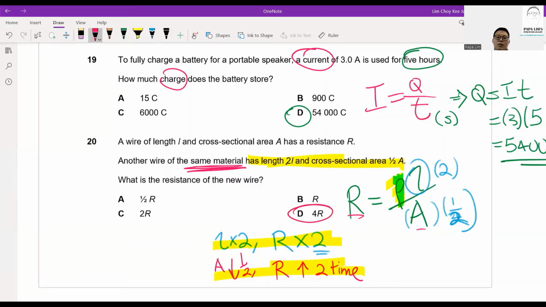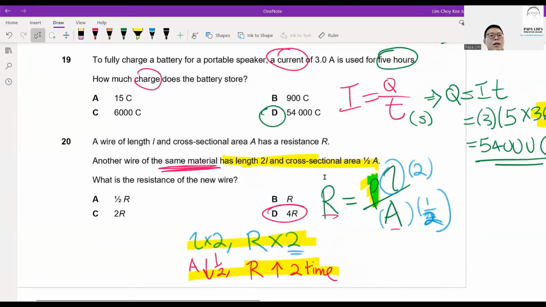The other way of looking at this question is in terms of mathematical manipulation. This one I will not dwell too much on because I have done it in class already. If you're interested, you can look at my video on chapter 15, I think, on electricity. There's one example that is quite similar to this, which I dealt with using the mathematical formula.